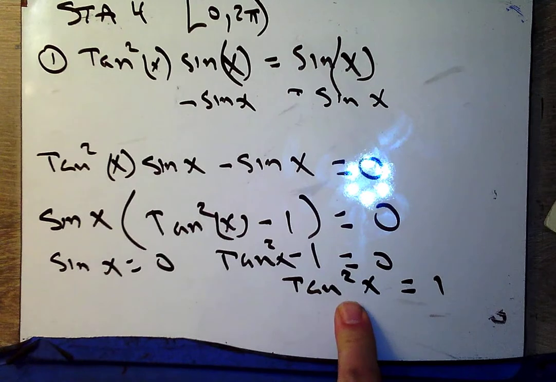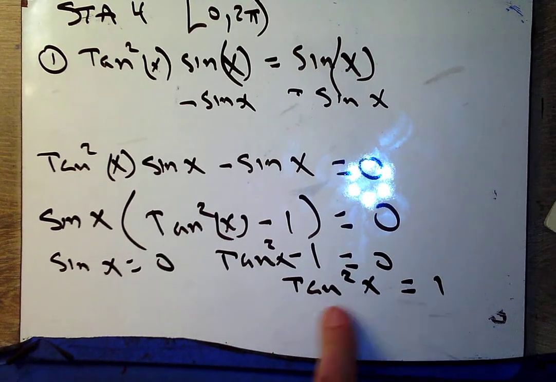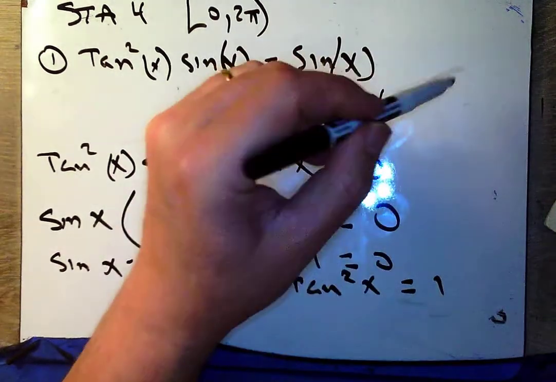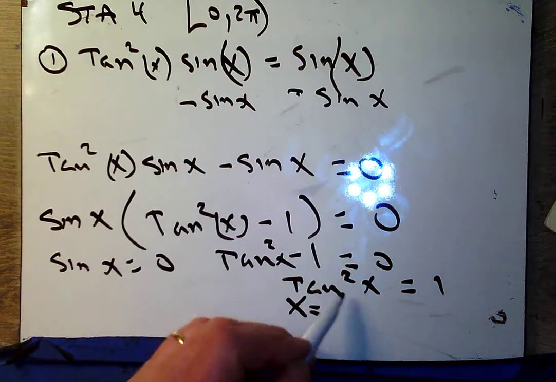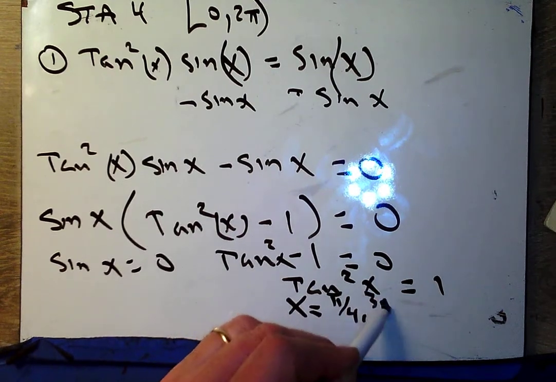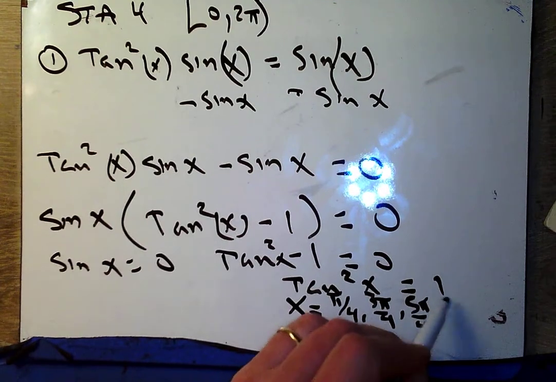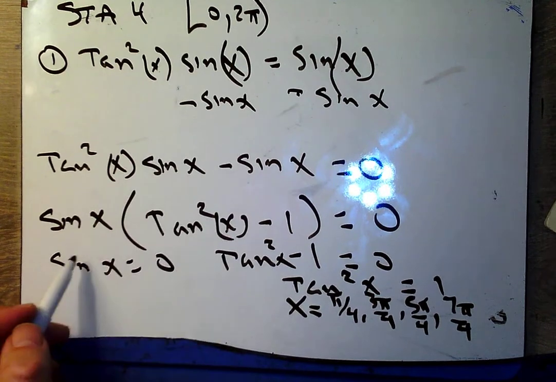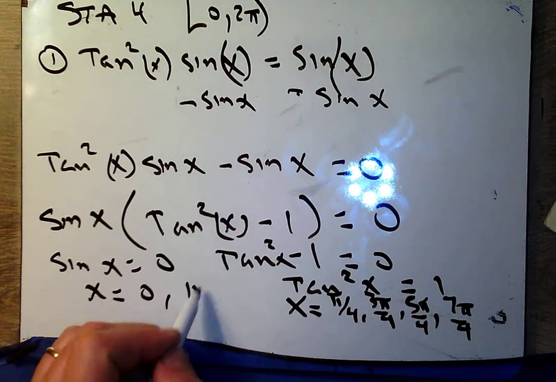And what we noticed with this was when we took the square root of both sides, and don't forget that plus and minus, when we took the square root of both sides, we ended up with all the pi over 4s. And so this would give us the answer x equals pi over 4, 3 pi over 4, 5 pi over 4, and 7 pi over 4. But what about over here? When is sine equal to 0? Well, remember, sine is the y value. And the y value is 0 in the unit circle at x equals 0 and x equals pi.